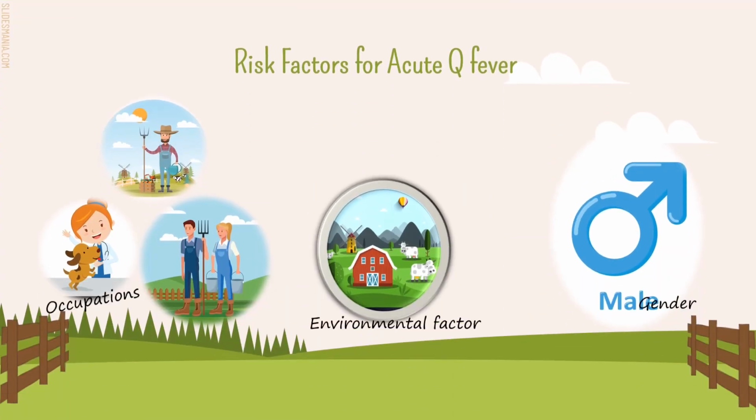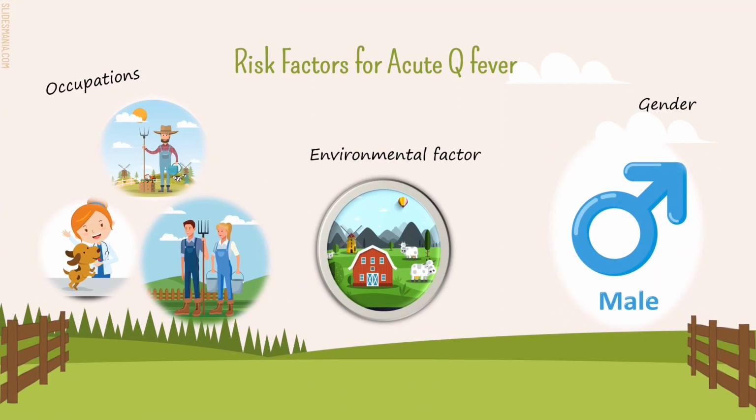A few risk factors were suggested by journals, including occupations such as farmers, vets, and agriculture workers, that have common grounds in handling animals or stray animals. For environmental factors, living in a house near a farm is also a risk factor. Besides, male gender presents with higher IgG antibody titers than women in the primary phase of the disease. Therefore, they are also at risk for the disease.